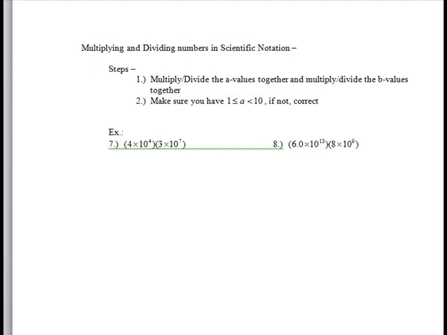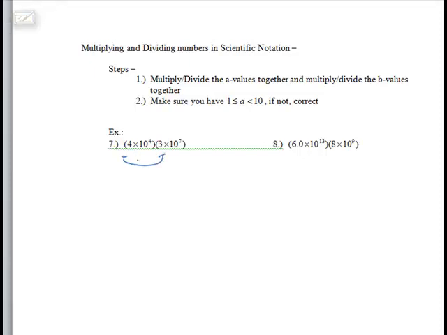Multiplying and dividing numbers in scientific notation. Example 7 obviously has to multiply 2 numbers in scientific notation, which means the answer is going to be expected to be in scientific notation as well. What we could do is rewrite each number in standard form, multiply them together, and then write that answer in scientific notation. Or we can just multiply the numbers in scientific notation together.